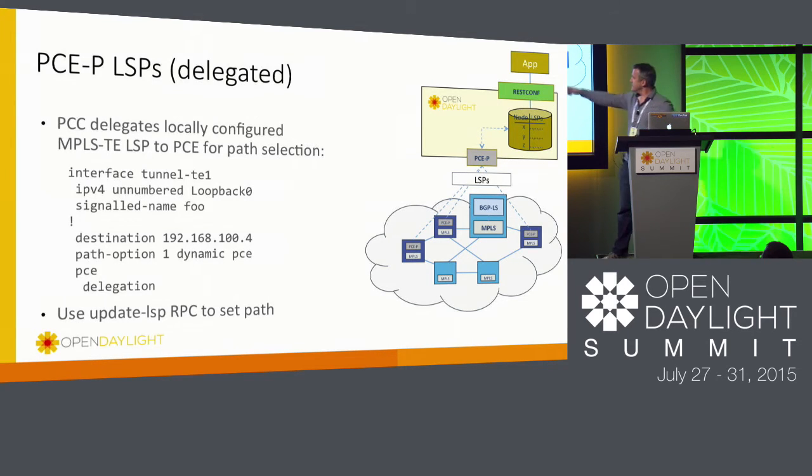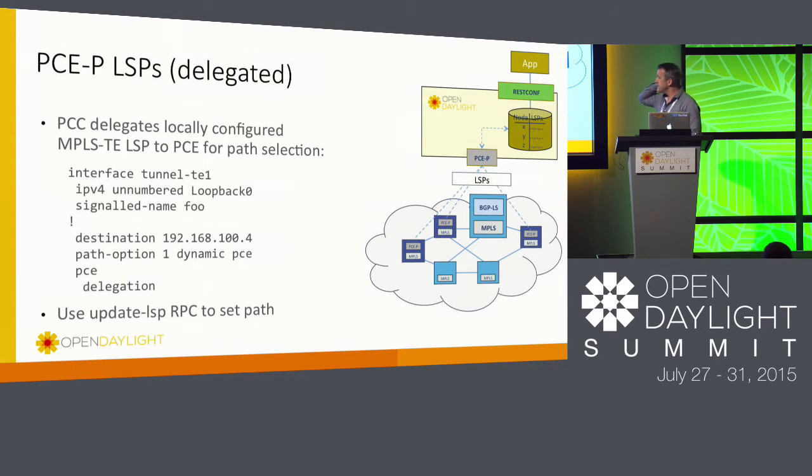And so effectively, we're just saying, for this LSP, hand it off to PCEP, and somewhere else in the config file, I've configured my PCE for PCEP, and I've said I want to delegate it. And at that point, to set that path in ODL, you just do the update LSP. You don't go in and do the add LSP or the remove LSP, because that's being controlled by the router.